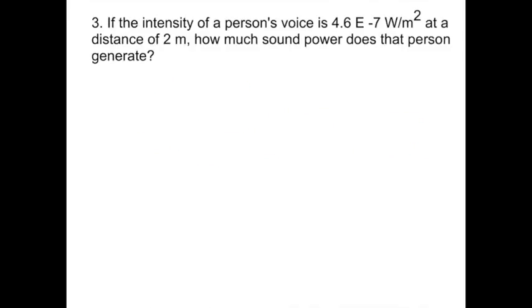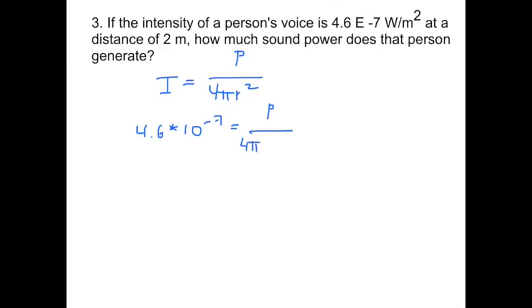Number 3. If the intensity of a person's voice is 4.6 times 10 to the negative 7 watts per meter squared at a distance of 2 meters, how much sound power does that person generate? Again, we're looking at the intensity equation, where intensity equals power divided by 4 pi r squared to represent a spherical sound wave. This time we know the intensity, which is 4.6 times 10 to the negative 7th. We're looking for the power, and we know the radius, or the distance. That's 4 pi times 2 squared.